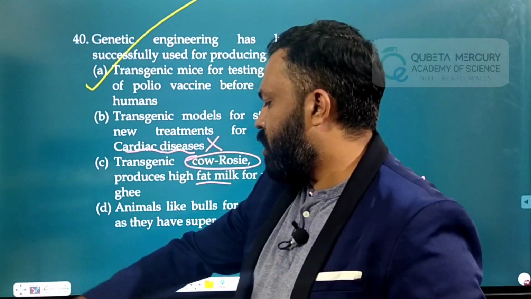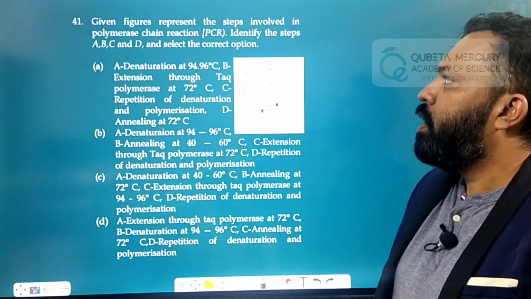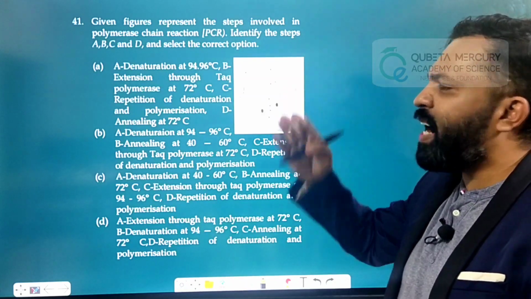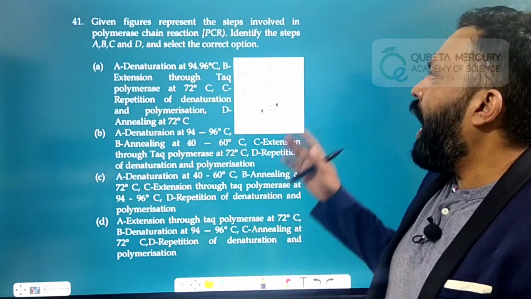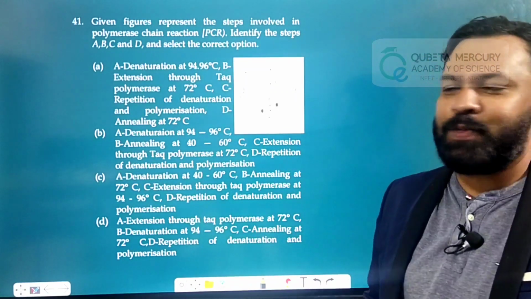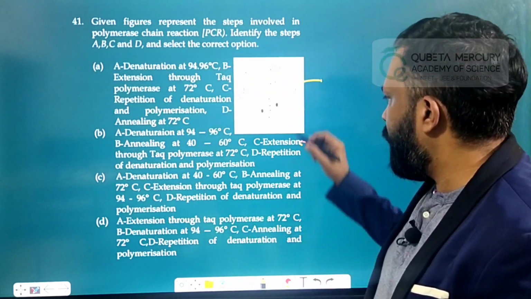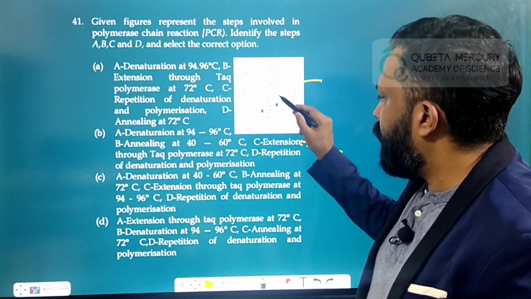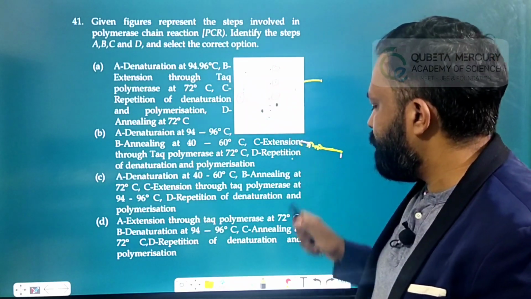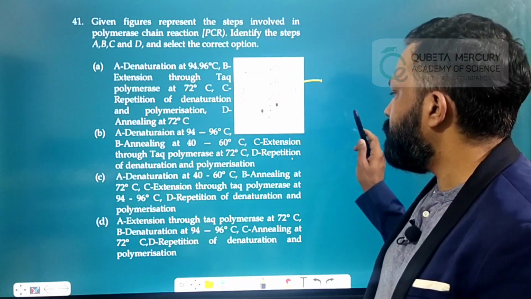Yeah, we are hitting the last 10 of our questions. Question number 41. Given figures represent the steps involved in polymerase chain reaction, that is PCR. Identify the steps A, B, C and D and select the correct option. Yeah, A is here. Here only you can see the A. Okay. And here comes the B. And here only is the C. And the D is a whole process, right? Okay. So from above you can see these things.